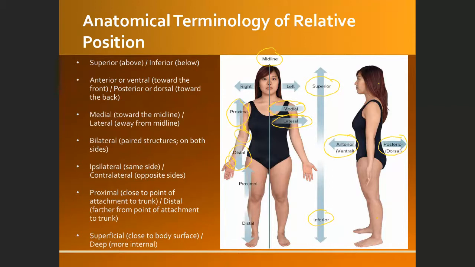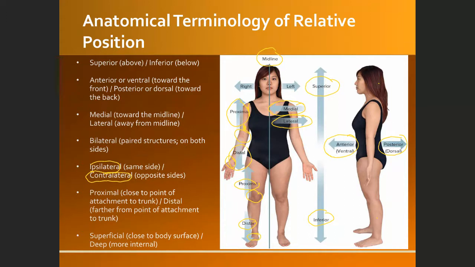It is the same thing with the lower limb, the legs. If you compare the knee and the ankle, for example, the knee will be proximal and the ankle will be distal. So this is some terminology. Other terminology includes ipsilateral and contralateral.